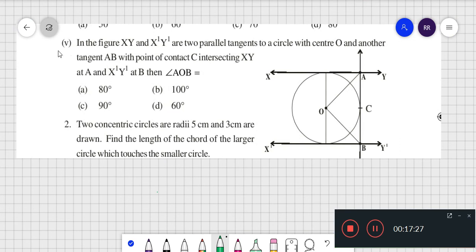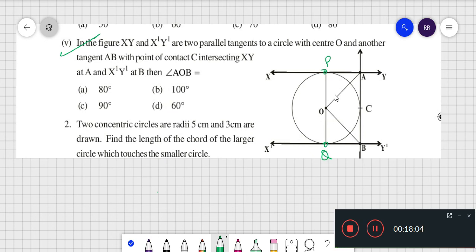Hello, children. Next, question number 5. It is a very interesting question. Look here. In the figure, XY and X dash Y dash are the two parallel tangents. So this is one tangent and this is one tangent, because it intersects here and here. We will put the name P here and the name Q here. This is P. This is Q. These are the two parallel tangents to the circle.